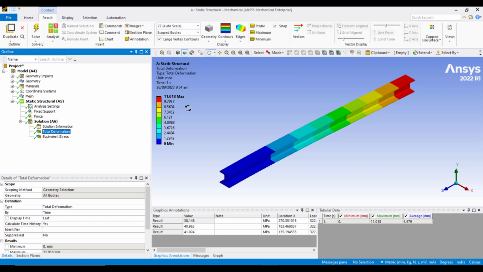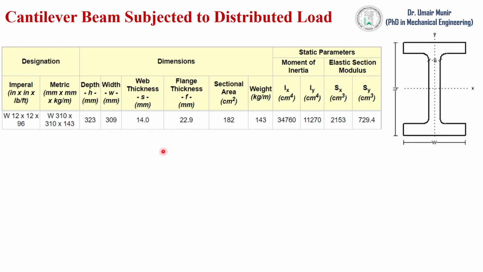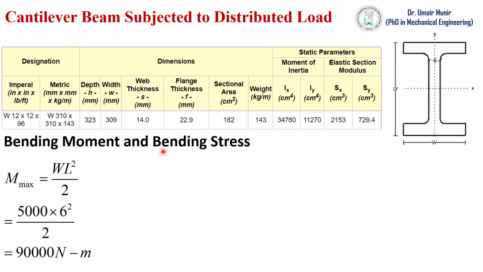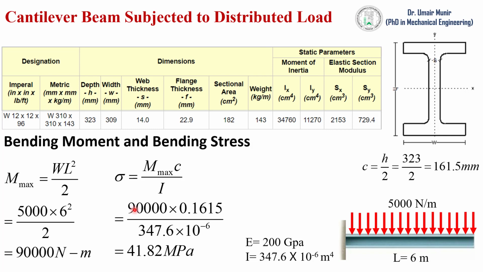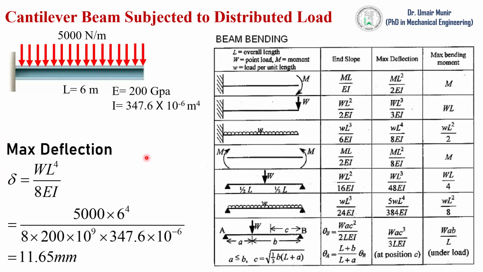Now we will compare the Ansys results with our hand calculations to validate the simulation. The maximum bending moment for a cantilever beam which is subjected to distributed load can be found by this equation, and the maximum bending moment is 90,000 Newton meter. With the help of this maximum bending moment, we can find out the stress by using this equation, where c is the distance from the centroidal axis x to the outermost fiber of the beam. So maximum bending stress is around 41.82 megapascal.